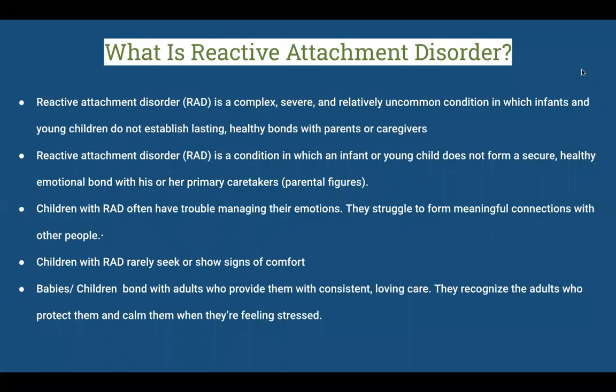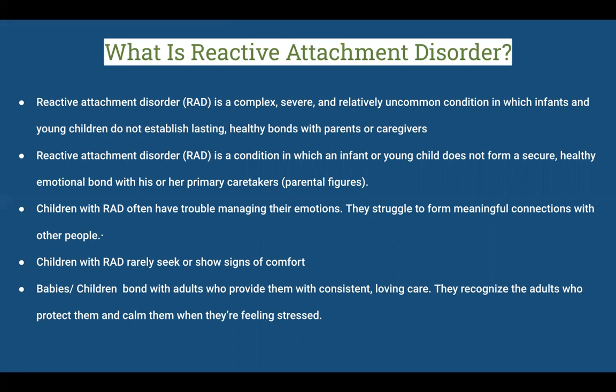So, what is reactive attachment disorder? Reactive attachment disorder, also known as RAD, is a complex, severe, and relatively uncommon condition in which infants and young children do not establish lasting healthy bonds with parents or caregivers. While this condition is rare, it is serious. In most cases, a child with RAD has been the victim of abuse, neglect, or abandonment, or is orphaned.